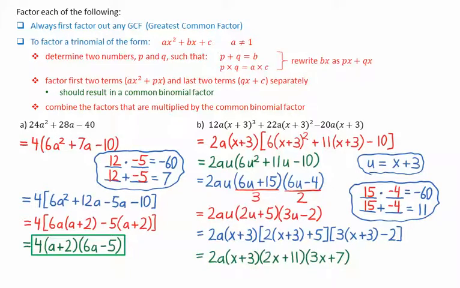Inside the first set of square brackets, we can multiply 2 times x plus 3, giving us 2x plus 6, and then that 6 added on to the plus 5 gives us 11. For the second set of square brackets, 3 times x plus 3 gives us 3x plus 9, and then 9 minus 2 gives us the plus 7. We then have our final factored form, 2a times x plus 3 times 2x plus 11 times 3x plus 7.